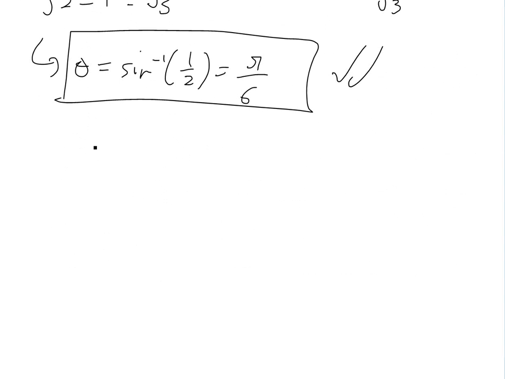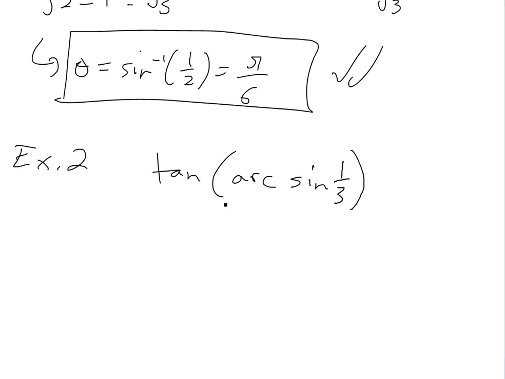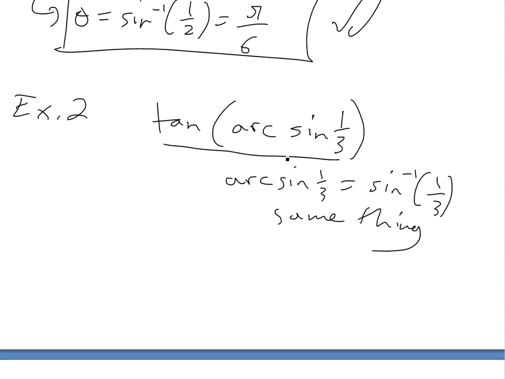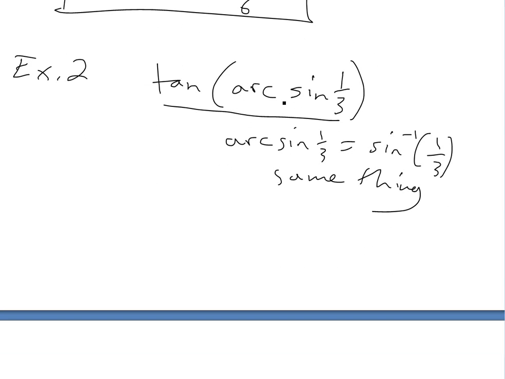Okay, now let's look at another example. Example 2: tan of arc sine of 1 over 3. I showed that arc sine is just another way of writing inverse sine, so this is the same thing. Now we have a tan of this inside. So how we would get this: again, we look at the arc sine first.